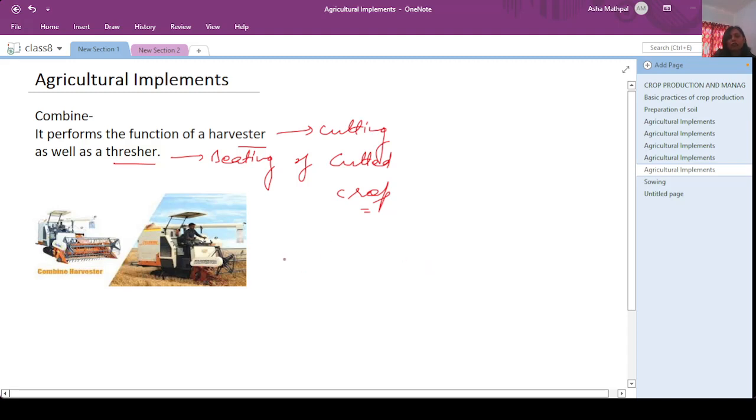They are attached to the tractors basically, and these are the ends which help in the cutting and the threshing. That is, first they cut the crop and then they move over it and thresh it. That is, they bring out the grain from the dry shafts or from their dry coverings.